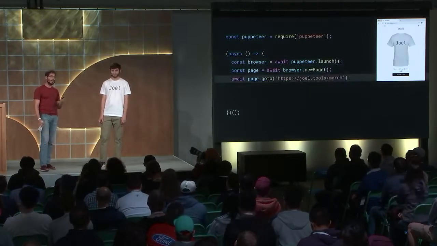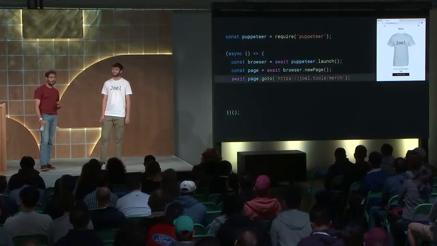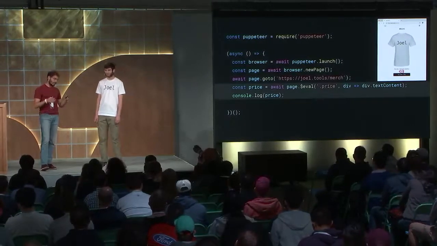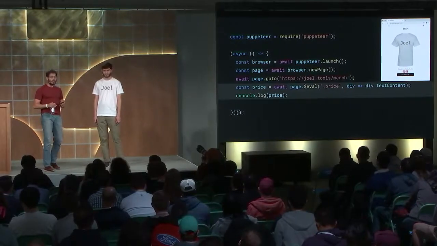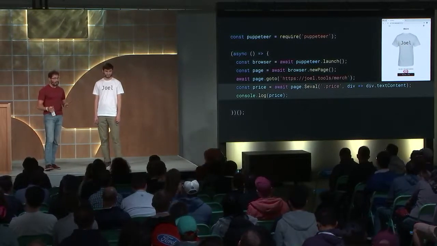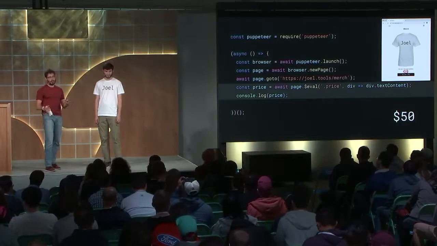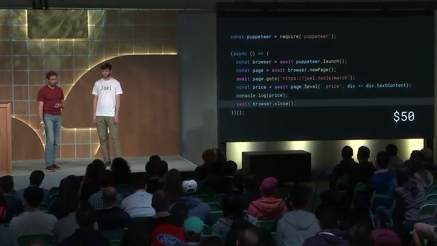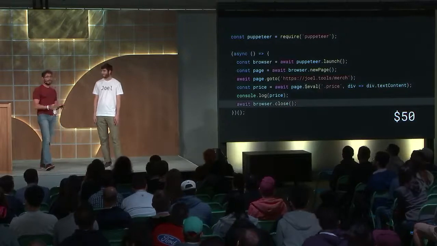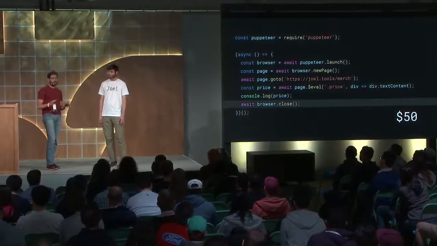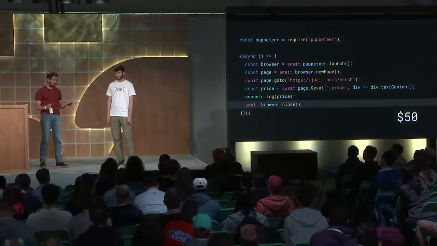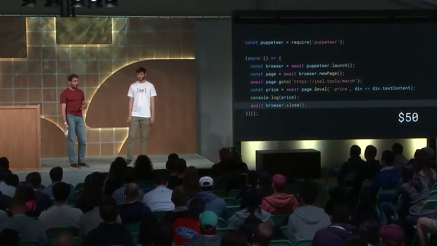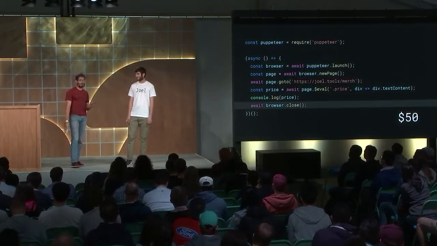Next, I navigate the page to Joel's website. I know that Joel has his price in this specific CSS selector, so I will use this Puppeteer API to fetch the price and output it to the Node.js console. And yes, I will not forget to close the browser. This is as easy as it gets. This is just 6 lines, one npm install, and I have a browser automation for Joel's website that pulls the price. So really simple. Now, let's see how it worked.